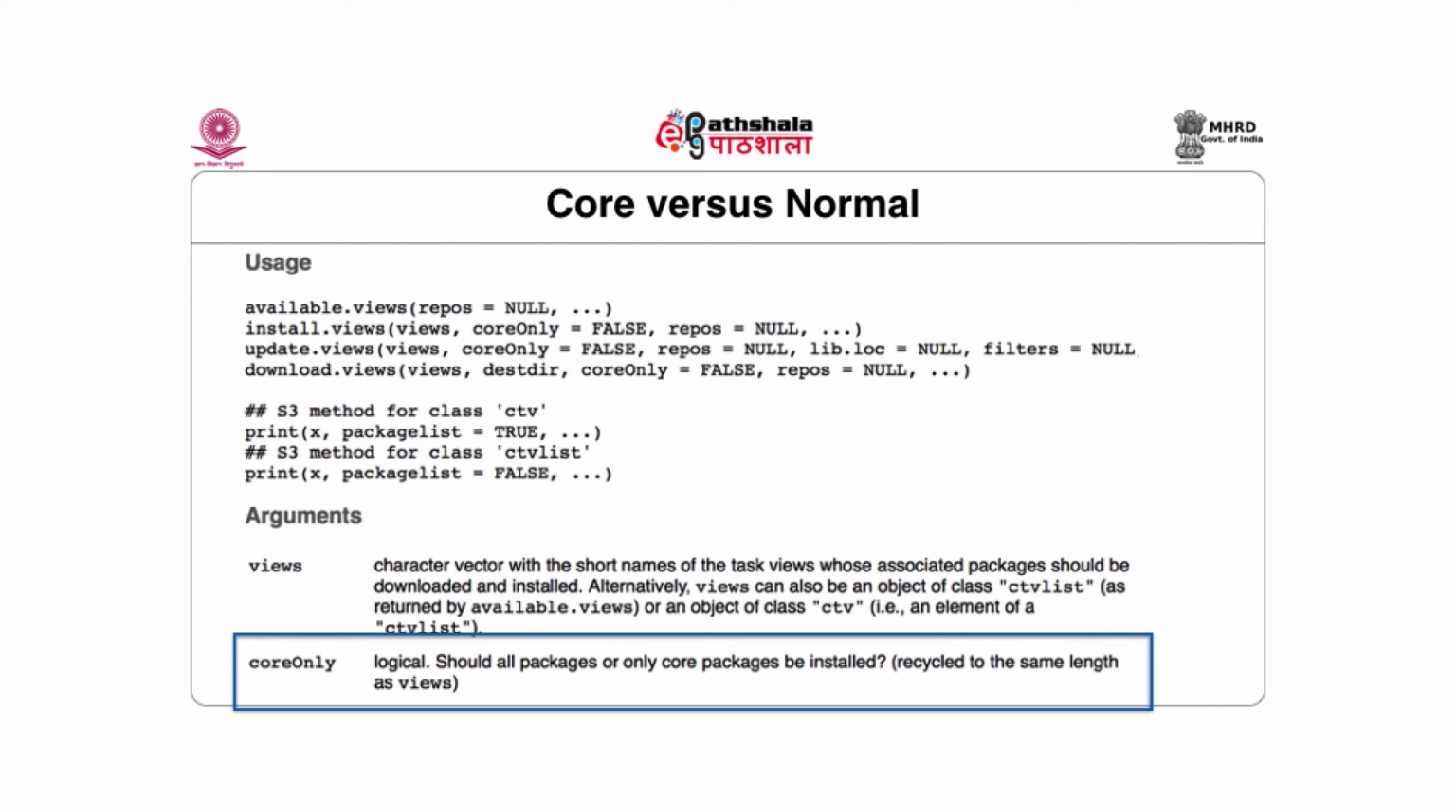So if you're setting out to learn a subtopic in depth, then it makes sense to use core only and set it at false because you really want the full Monty. On the other hand, if your interest is only in learning the basic idea about that particular task view, then set core only as true. So it'll only download a specific set of packages. It really depends on what your requirements are and how you want to do this, but keep this in mind.